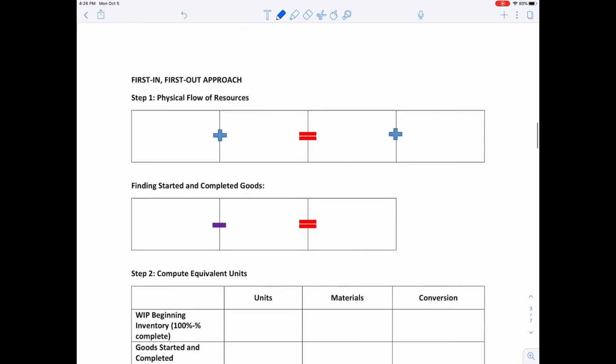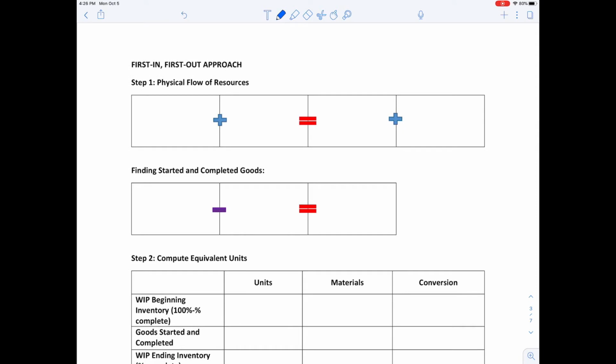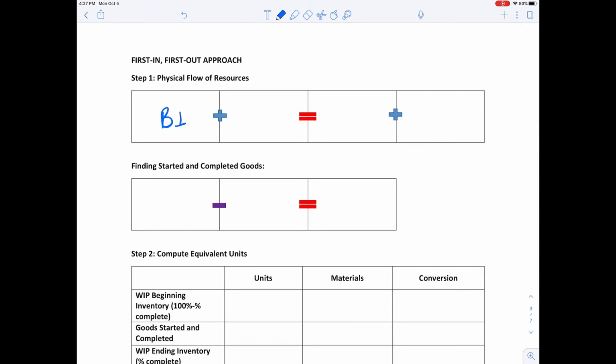That's the easy one. Let's take another look at how we can do this under the first in, first out approach. Again, those steps are going to be the same, except in the first in, first out approach, we're accounting for that beginning inventory separately because we know that some of that beginning inventory cost was actually done in the current period. So we're going to start off the same.